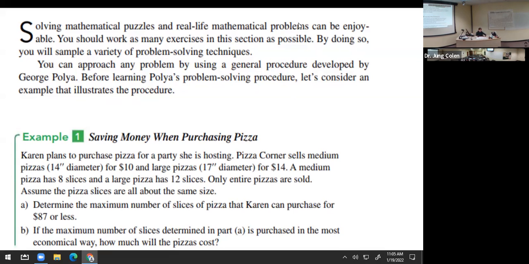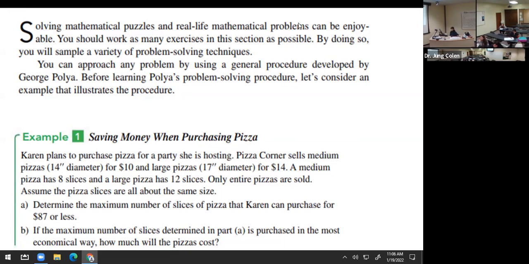Karen plans to purchase pizza for a party she is hosting. Pizza Corner sells medium pizza, 14-inch diameter, for $10 and a large pizza, 17-inch diameter, for $14. A medium pizza has 8 slices and a large pizza has 12 slices. Only entire pizzas are sold. Assume the pizza slices are all about the same size.